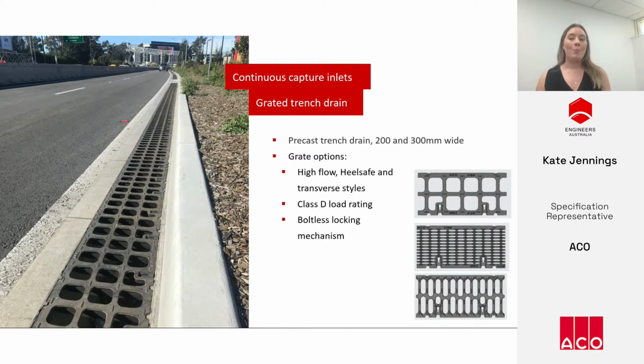Graded trench drains are one of the more popular type of continuous capture inlet. Due to the rainfall variance in Australia, 200 or 300 millimetre wide channels are commonly specified as they're compact and have variable depths to ensure that runoff is discharged efficiently. There are generally three types of grates: high flow with large apertures, heel safe with smaller apertures for pedestrian safety, and transverse slotted grates. These grates must be load rated to a Class D in AS 3996 and preferably fitted with boltless locking mechanisms that allow for quick access for the maintenance team to clean out the trench drain, but secure the grate in the channel.